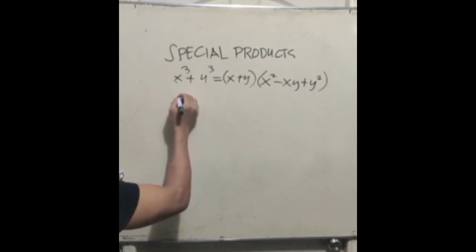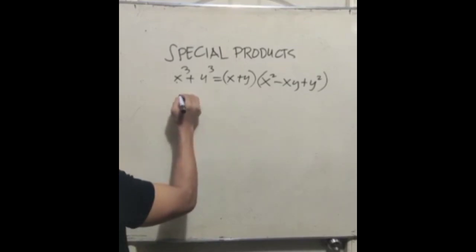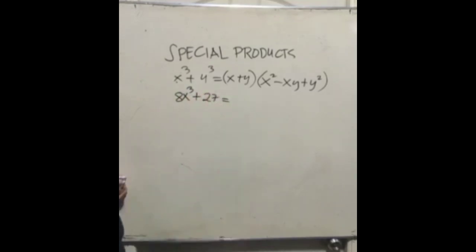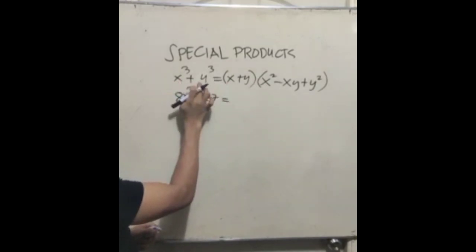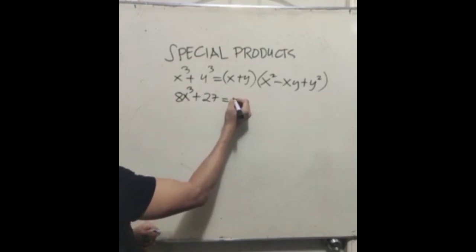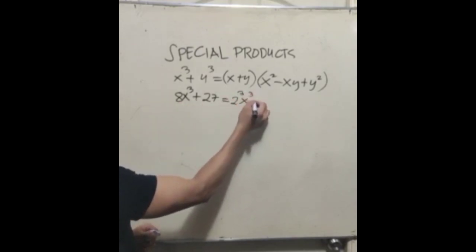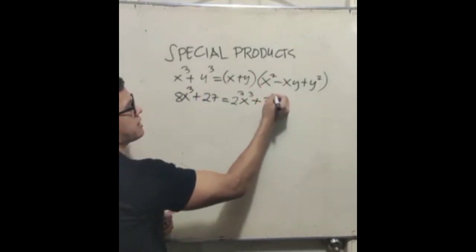Example tayo. We have 8x cubed plus 27. Okay, so paano natin siya? Bago natin siya gawin dito, express muna natin in this case, okay? 8 is equal to 2 times 2 times 2 or just 2 cubed, right? 2 cubed or 2 times 2 times 2, that is 8. And then x cubed. And then plus 27 is 3 cubed. 3 times 3 times 3. So we have 3 cubed, right?